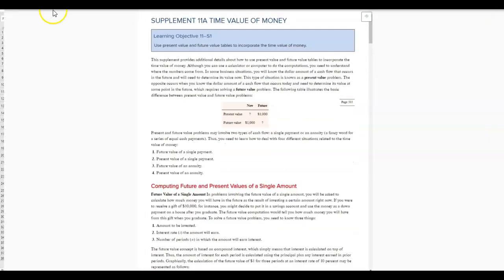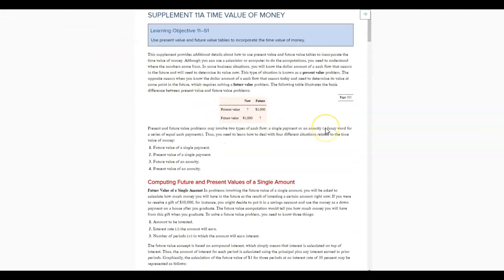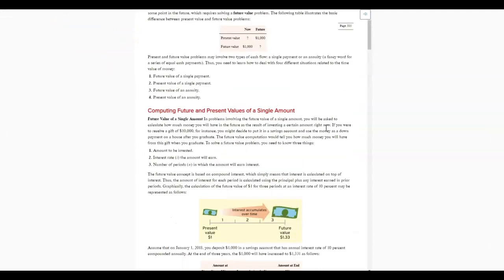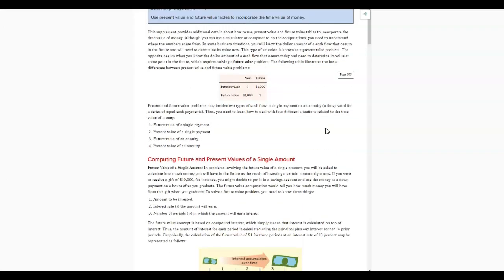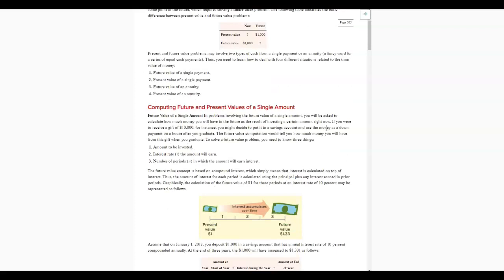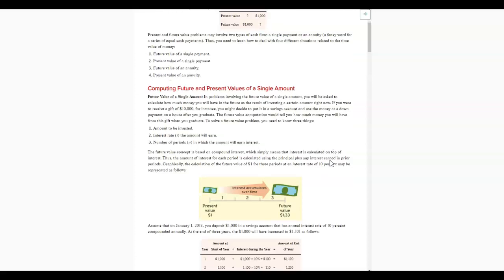So if you go into the supplement in the textbook and you go to page 5, well, let me just go through these first. We're going to use tables. And I am aware that you can do present value calculations in Excel, but you will come up with a different number than you will for the tables. And the tables are very simple to use. There are 4 tables. You will only ever use one of them.